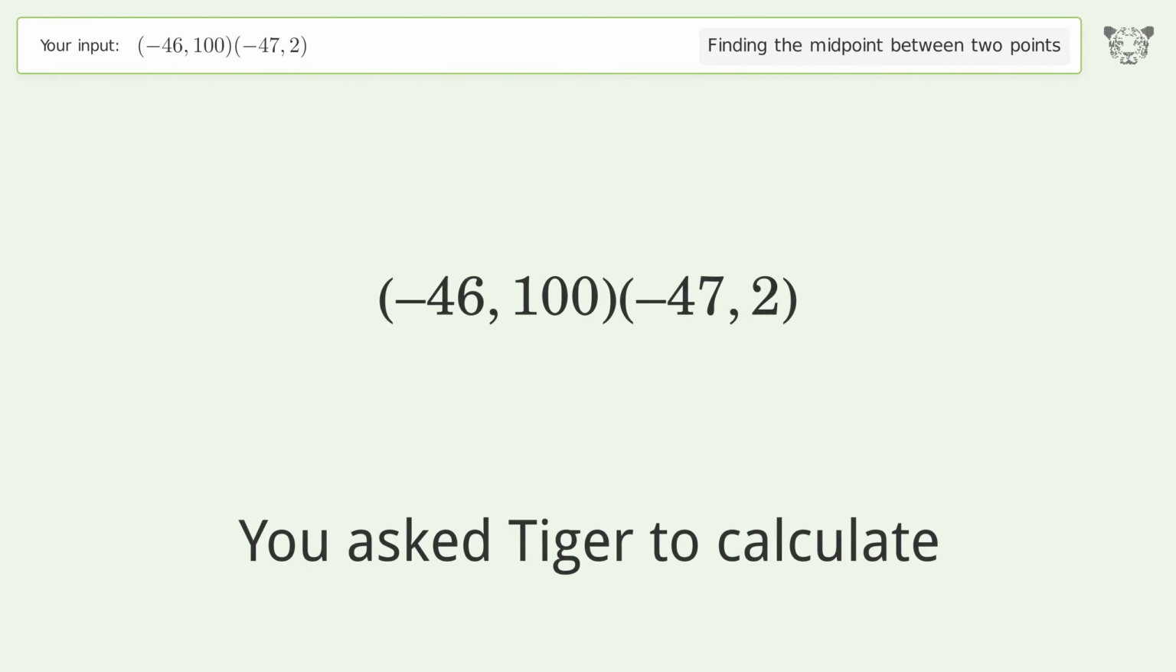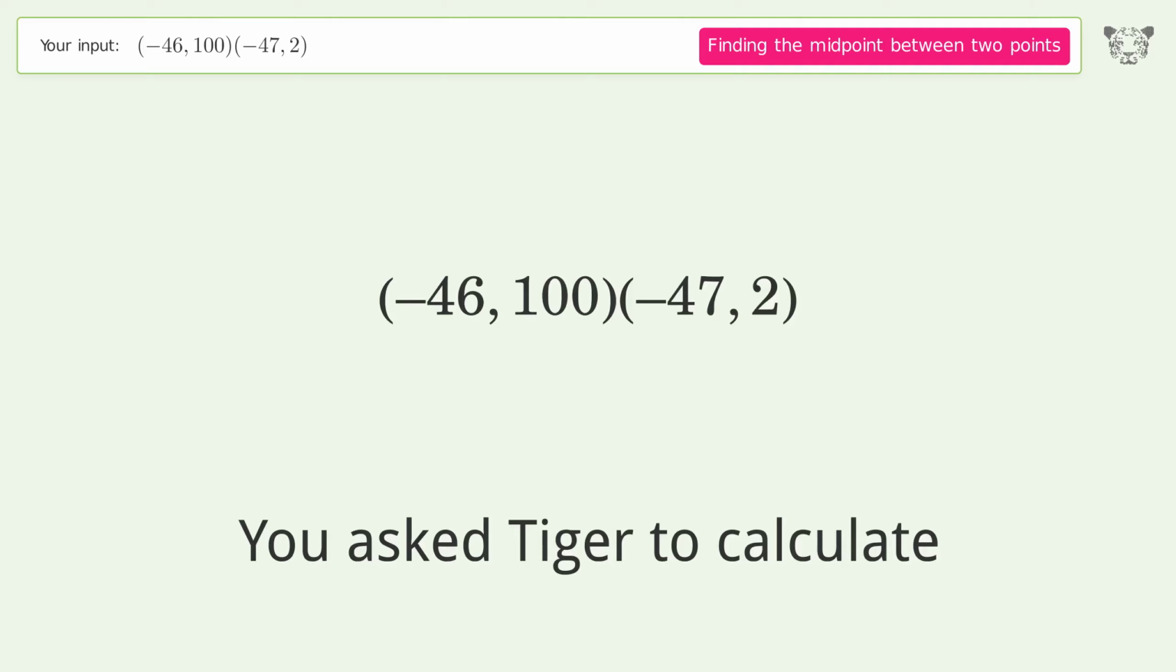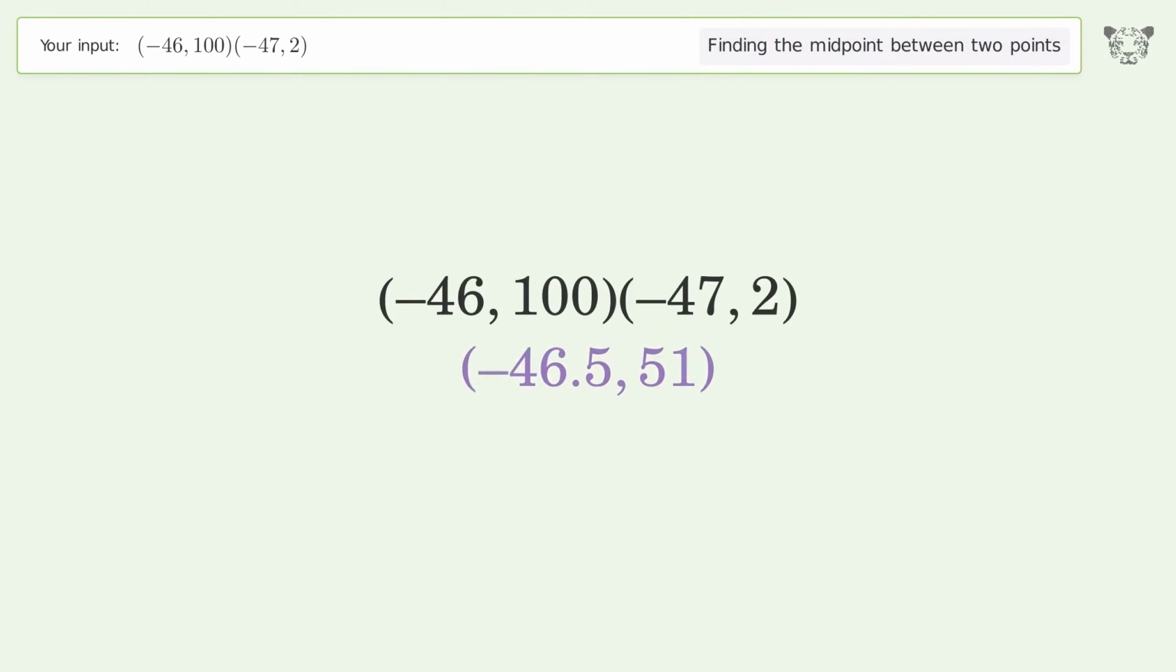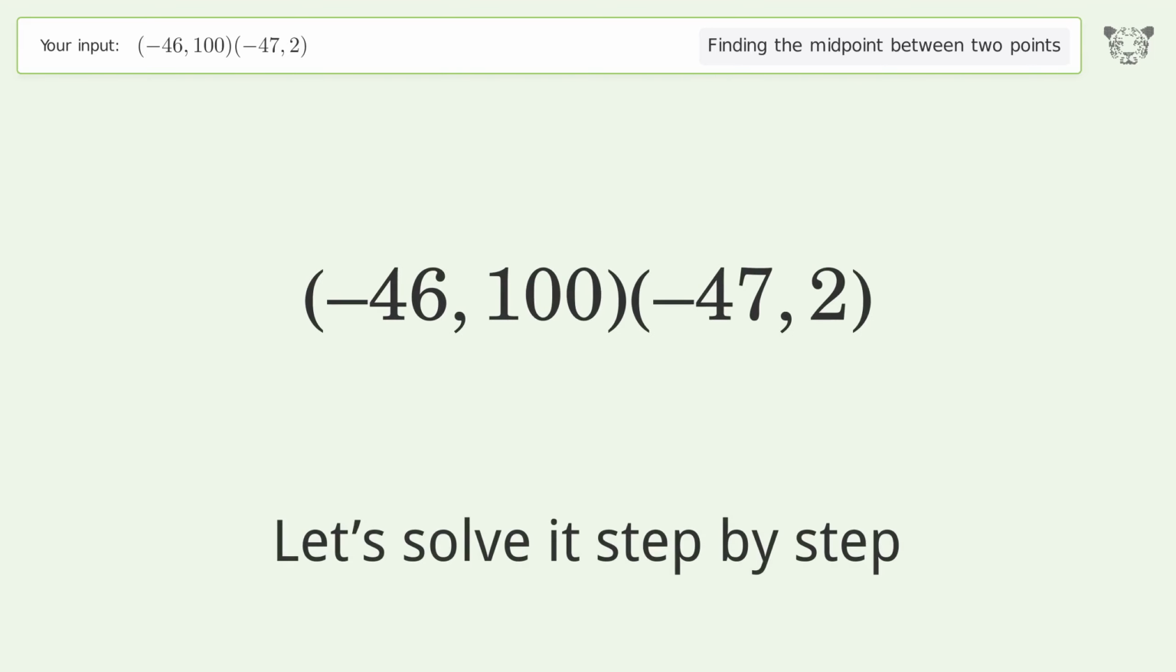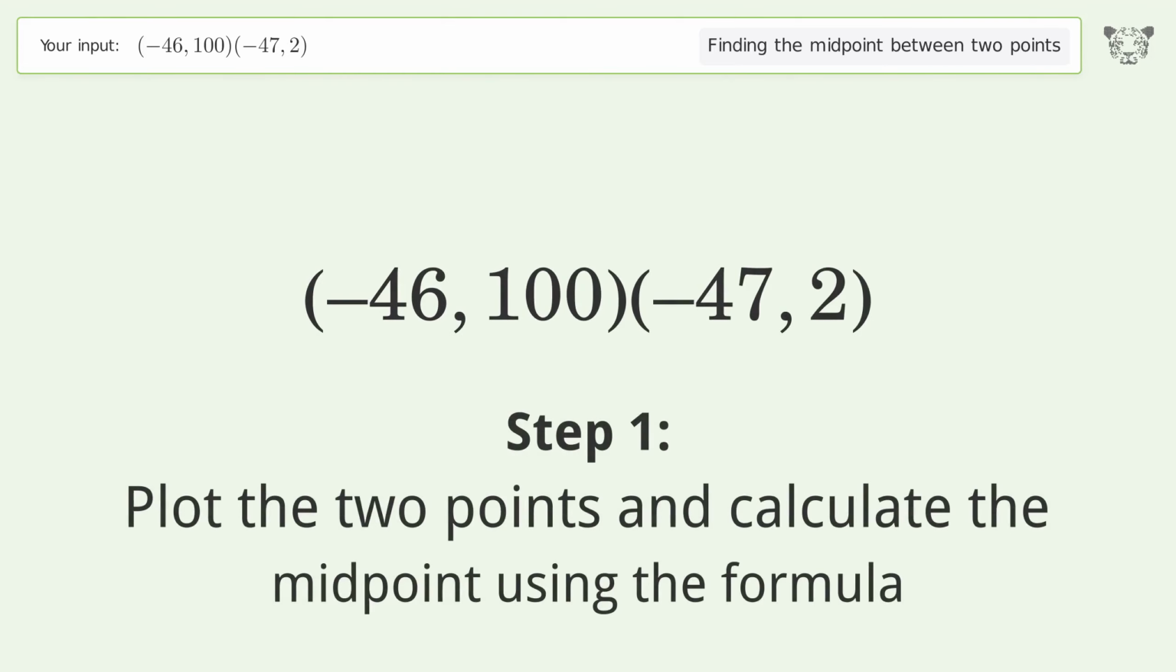You ask Tiger to calculate. This deals with finding the midpoint between 2 points. The midpoint between the 2 points is negative 46.5, 51. Let's solve it step by step. Plot the 2 points and calculate the midpoint using the formula.